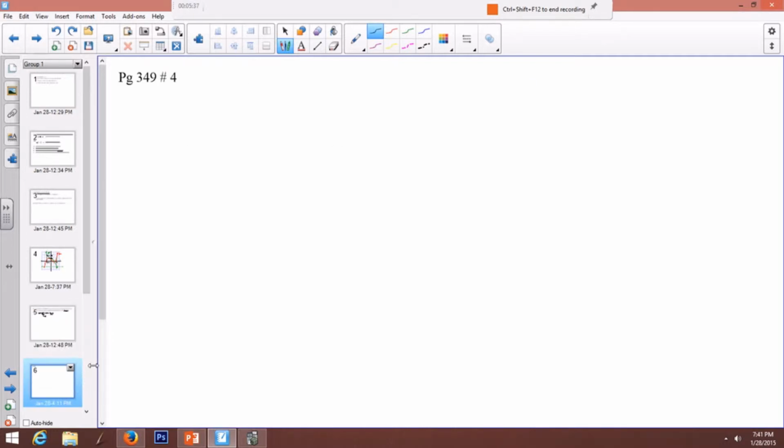So just going over a few quick examples. If you have your book, I'm looking on page 349. We're talking number 4, and they want us to show that those two things are inverses of each other, and they say that the first function f of x is equal to 1 minus x to the third, and then g of x is equal to the third root of 1 minus x.